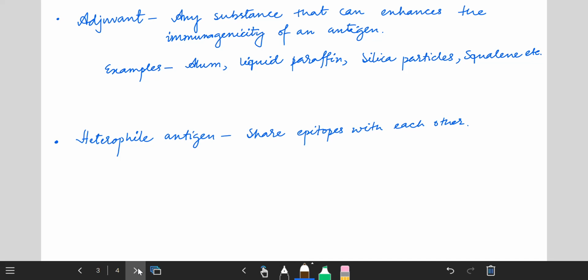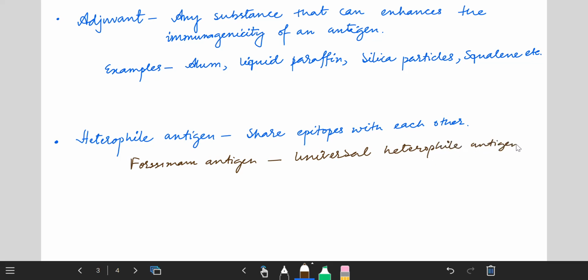Okay, now what is a heterophile antigen? Heterophile antigens are antigens which can share epitopes with each other. Antibody produced against the antigen of one species can react with the other and vice versa. You need to keep in mind that Forssman antigen is a kind of universal heterophile antigen, which is present in all animals, plants and bacteria but absent in rabbits.